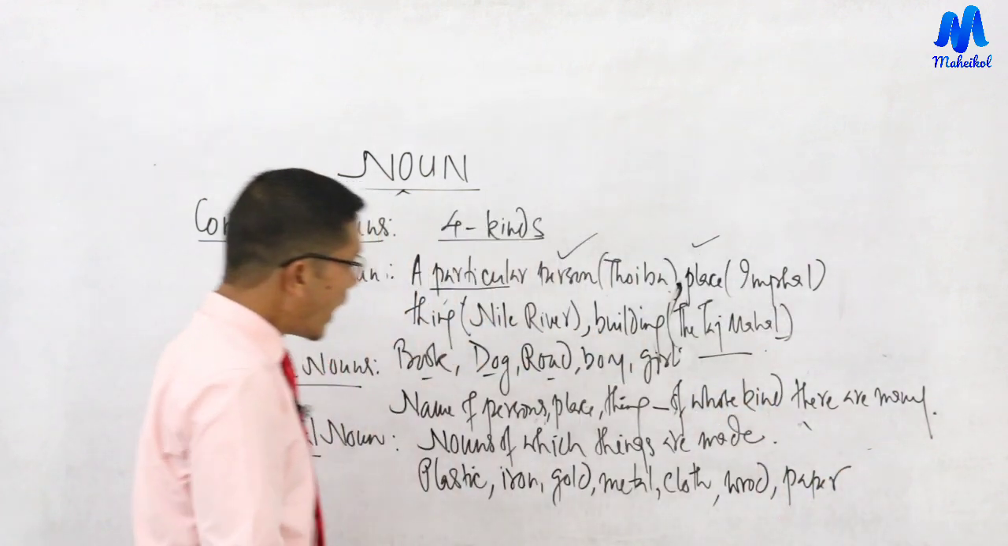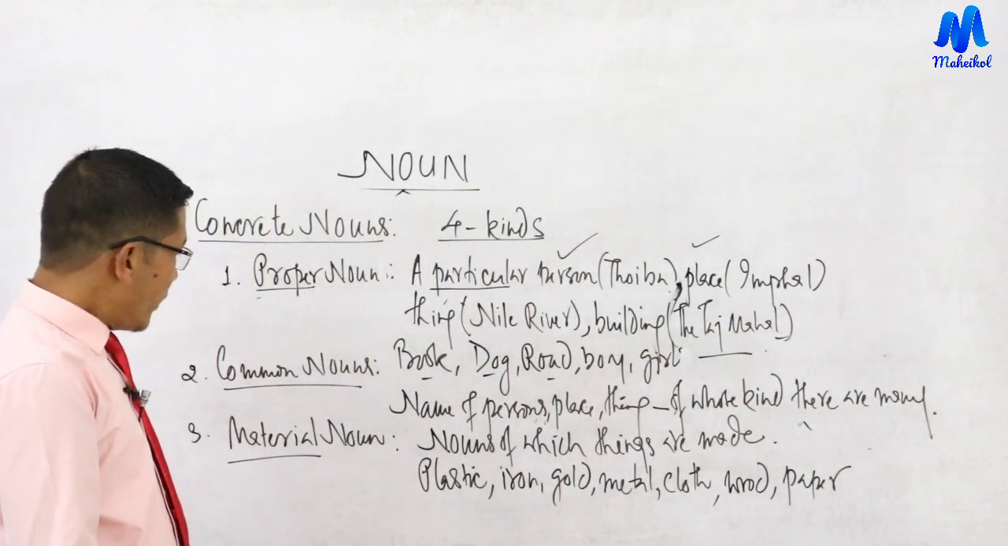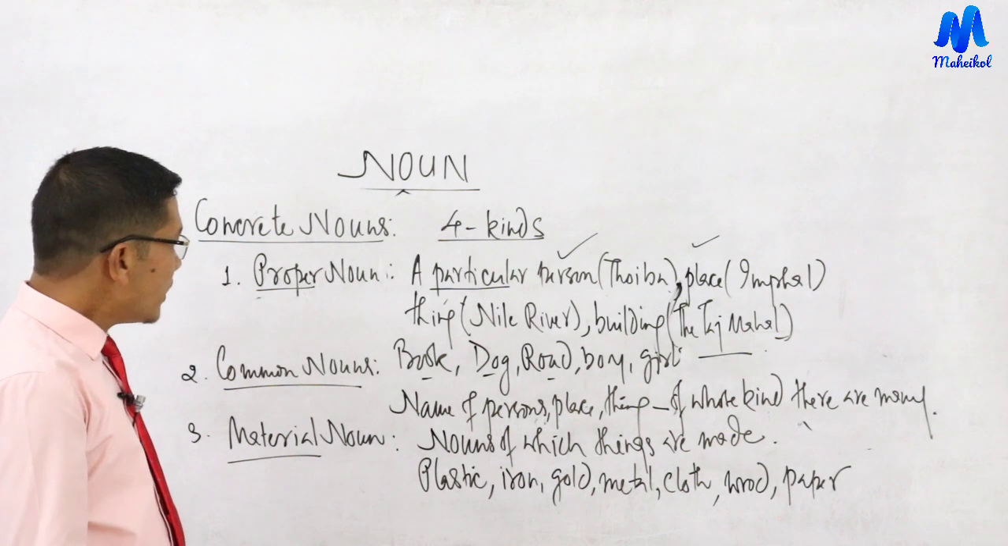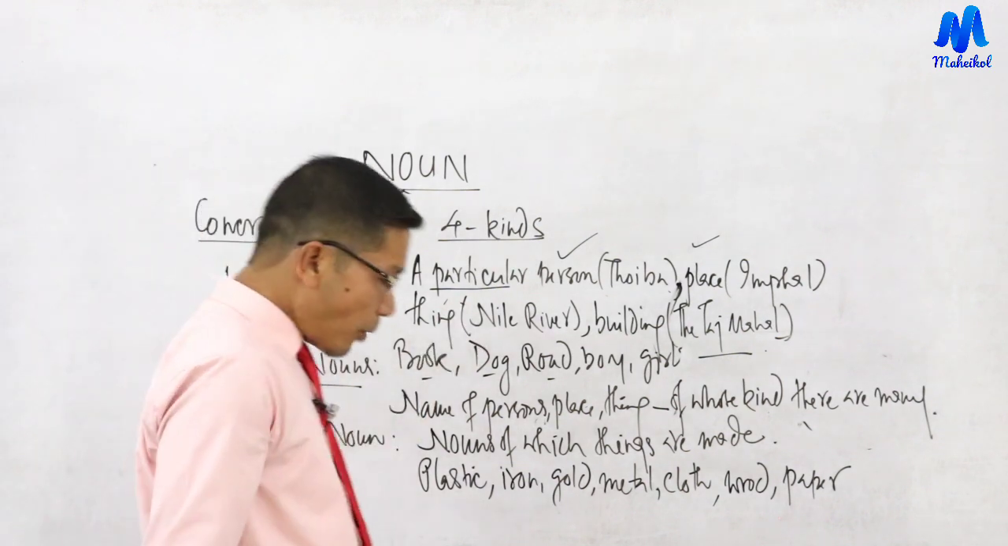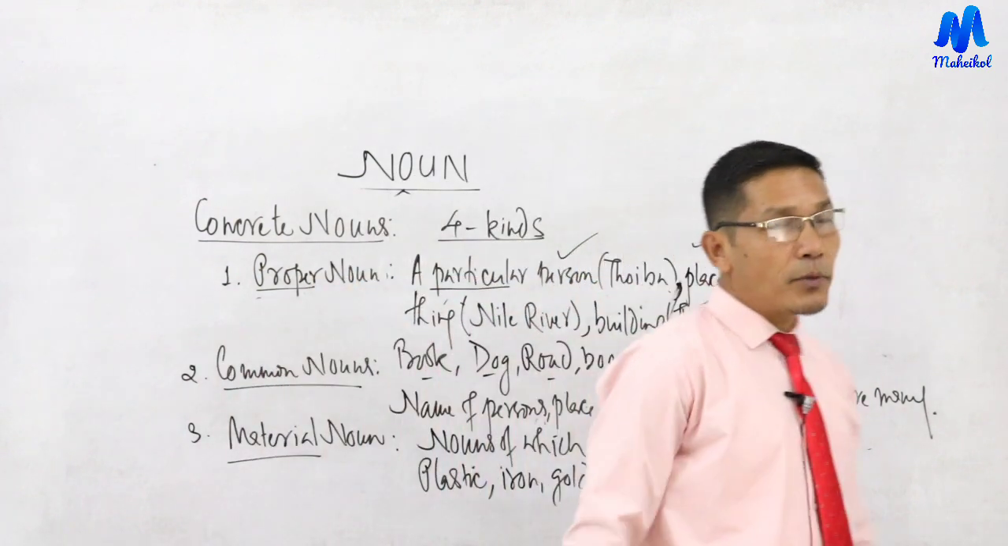I don't think we are dealing with any difficult topic here. These are very simple things. We are talking about proper noun. Proper nouns are the names of the particular person, place, or thing.